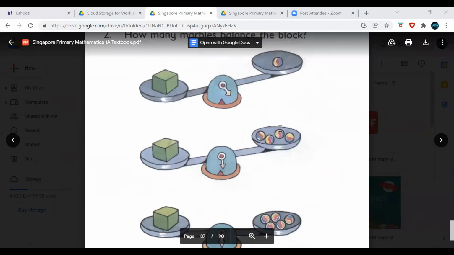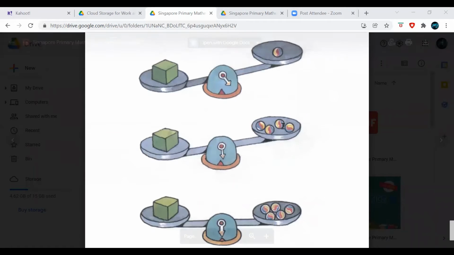How many marbles balance the block? Okay. If we look at all three pictures, which of them do you think shows the correct solution, or when the amount of marbles balances out the weight of the cube? The same height? Yeah, when they have the same height, or when the scale is completely flat and not tilted anywhere. The last one. The last one, nice.